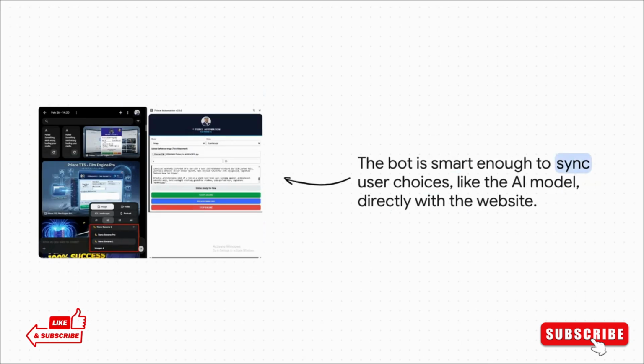And check this out. This part is really clever. See how selecting Nano Banana Pro in the extension's drop-down menu automatically changes the setting on the main site? It's that kind of seamless synchronization that makes the tool feel truly integrated.